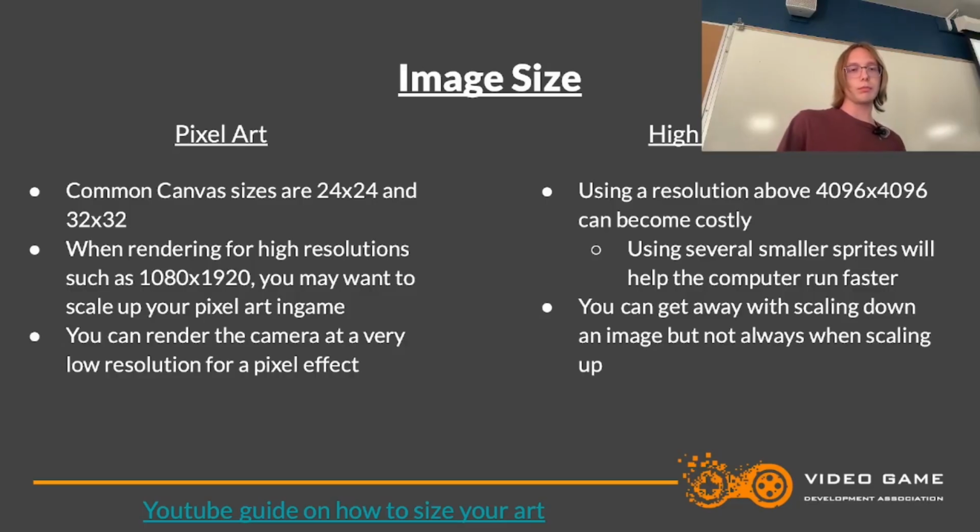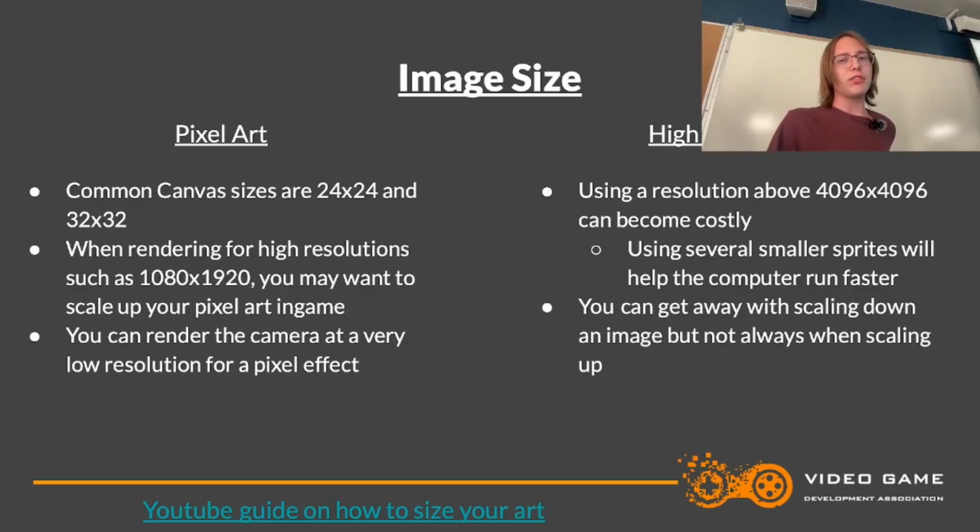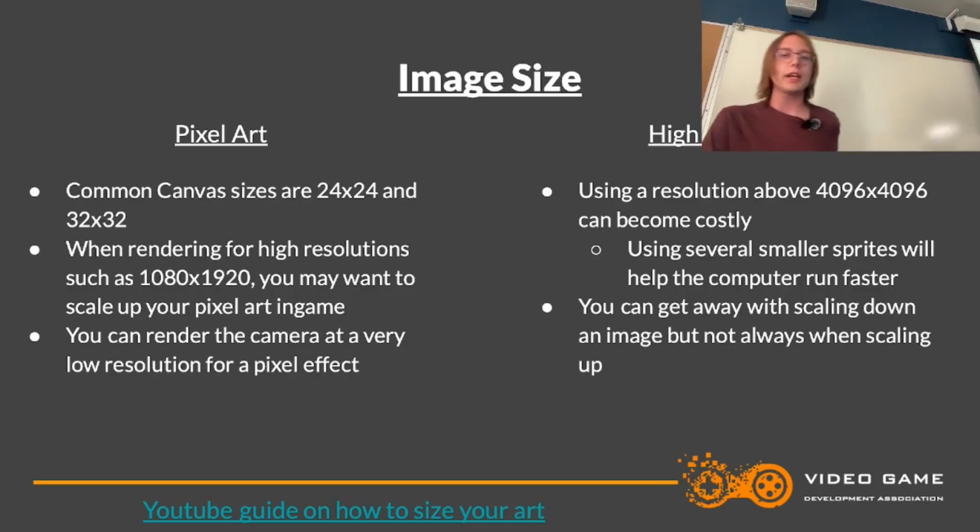Going forward, here are some tips for both. Common canvas sizes are 24 by 24 and 32 by 32. For rendering at high resolutions, you may want to scale up your pixel art in game. That just means changing your pixels per unit. We'll go over that soon, but that basically means making the size of your sprite much larger. You can also render the camera at very low resolutions for a pixel effect if you like that. And for high resolutions, any sprite above 4000 by 4000 can become very costly. So use smaller sprites. It'll help the computer run faster.